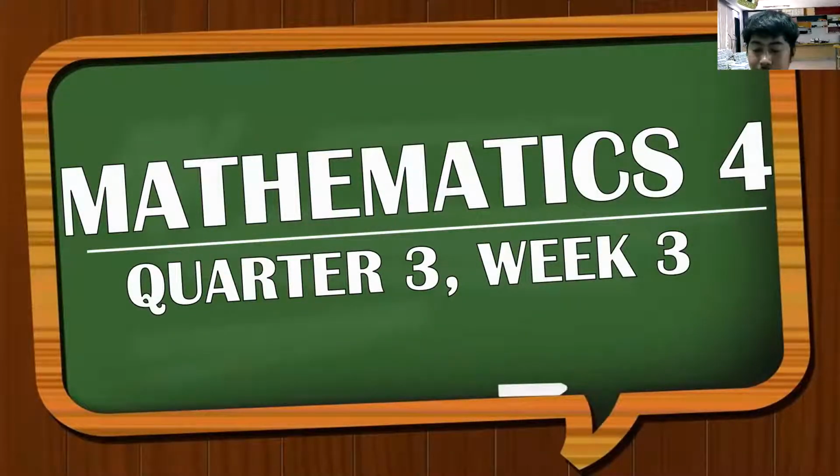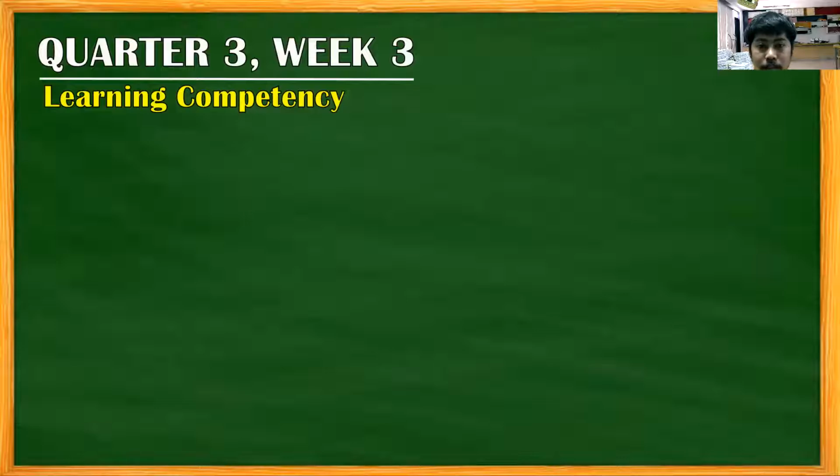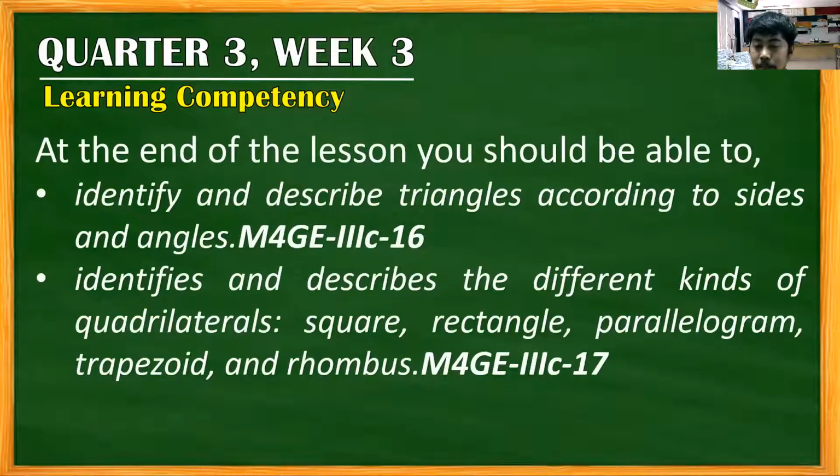Mathematics 4, quarter 3, week 3. These are the learning competencies in our lesson. At the end of the lesson, you should be able to identify and describe triangles according to the sides and angles, and identify and describe the different kinds of quadrilaterals: the square, rectangle, parallelogram, trapezoid, and rhombus.